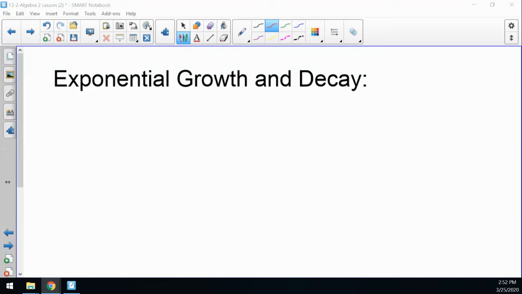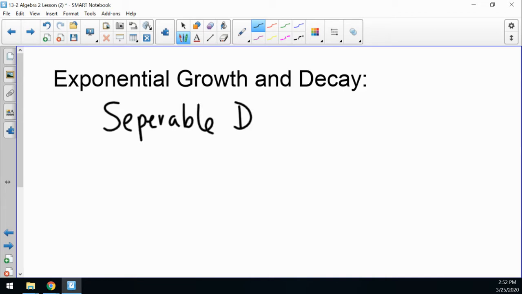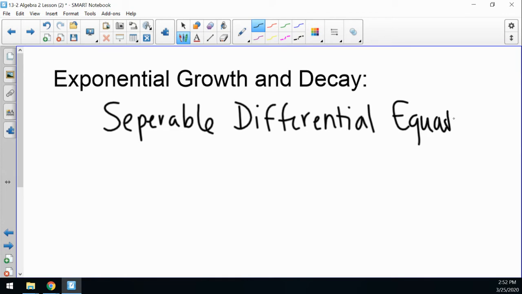So we're going to be talking about exponential growth and decay and what that looks like when it comes to differentiation and integration. The first thing we're going to talk about are called separable differential equations. Okay. So that's the first thing we're going to be talking about.